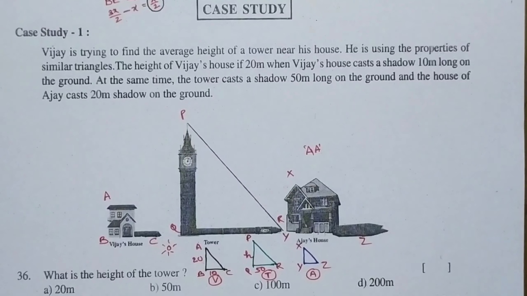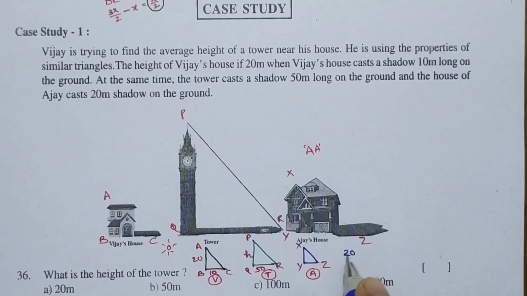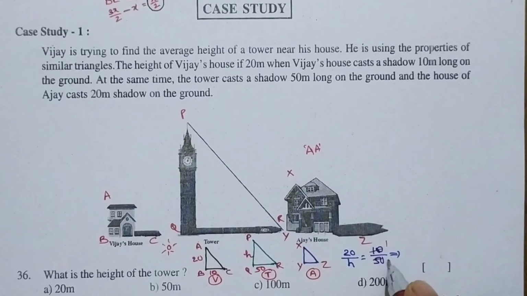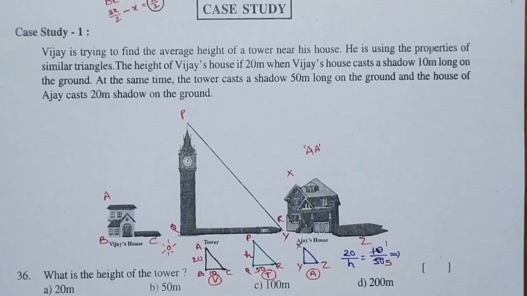So let us apply the property, that is 20 by H equal to 10 by 50. Let us do simplification here. That is, 10 1s are 10, 10 5s are 50. Now let us do cross multiplication. Here we get H 1s are H is equal to 20 into 5, 100. As everything is in meters, this is also 100 meters. So H equal to 100 meters. So option C is the right answer.